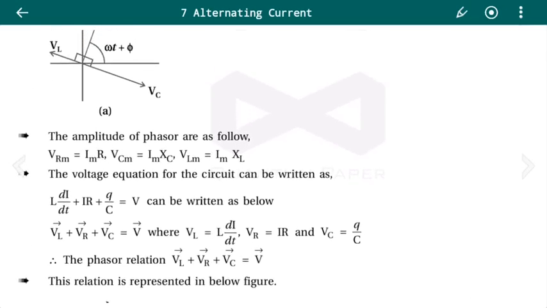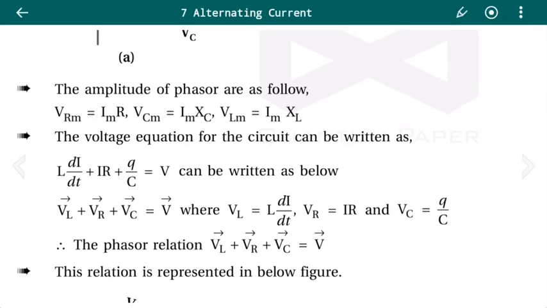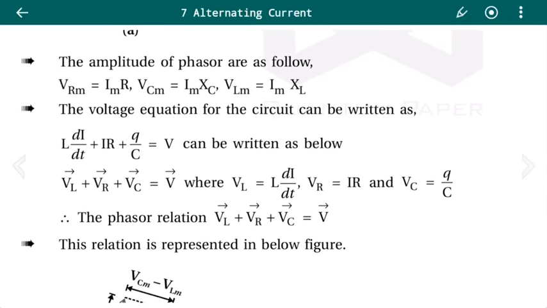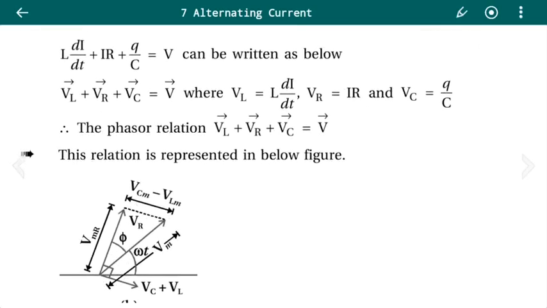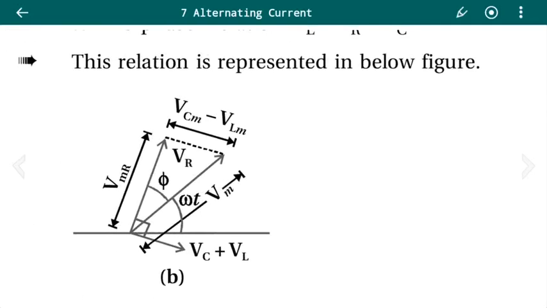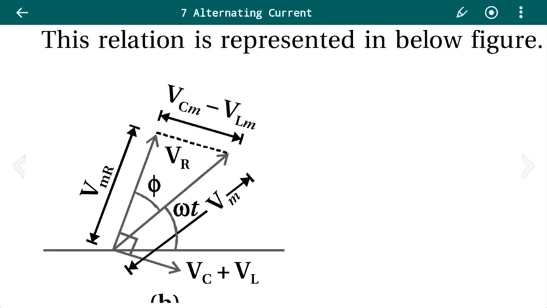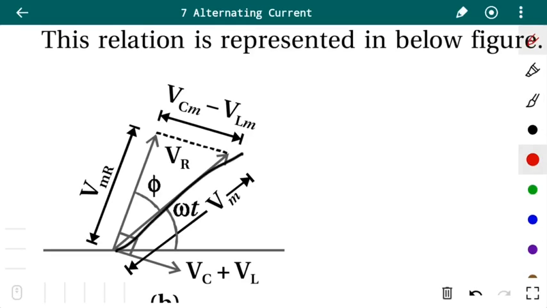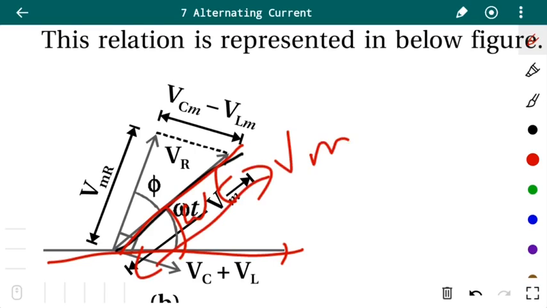So the equation is VL plus VR plus VC equals V, where VL equals L dI by dt, VR equals IR and VC equals Q by C. This relation is represented in the figure below. So here you can see that the VR makes an angle omega t with respect to this axis, that is omega t, that is considered as the maximum voltage.